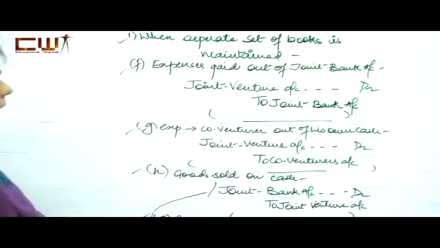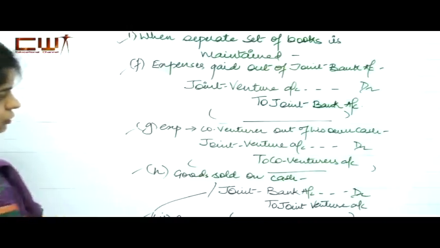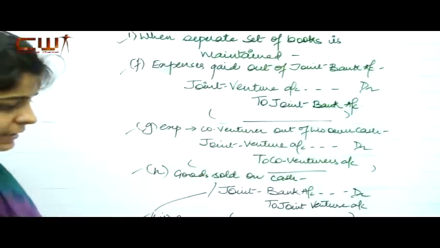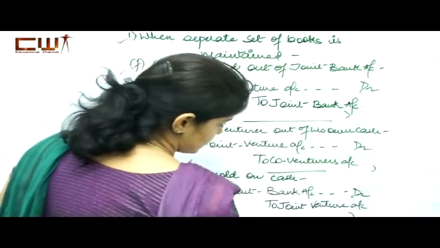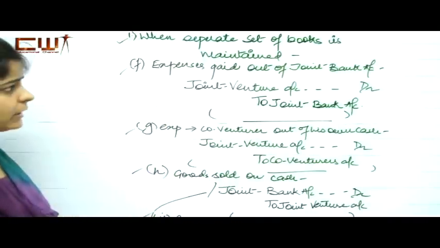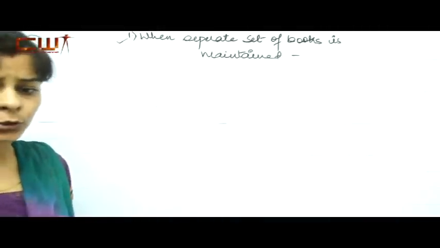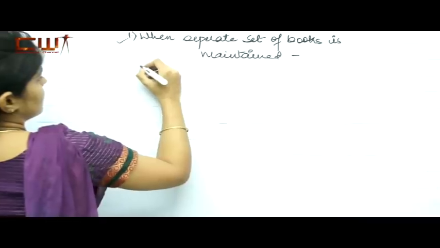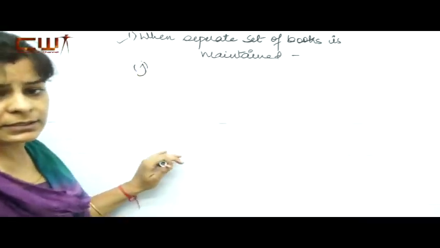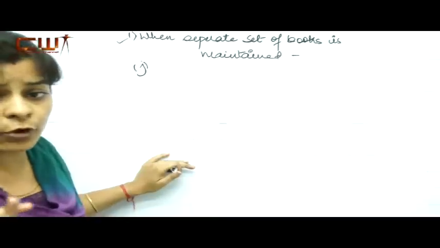This is again one of the few entries that you have, goods sold on cash and goods sold on credit, right? Next we will deal in the other entries that could be asked in the exams or that are a part of your joint venture chapter. Next set of entries could be bad debts written off, or amount collected from sundry debtors.